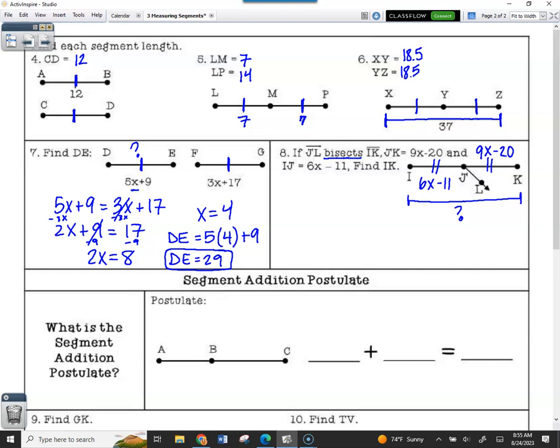Okay, where's our equation come from? Where's our equation come from, y'all? You got it. You can do it. Just read this stuff to me. And what do I do with those? Set them equal. Right. So if you look at your congruent marks, that's telling you that 6x minus 11 equals 9x minus 20. And that's your equation that you're going to set up and solve.